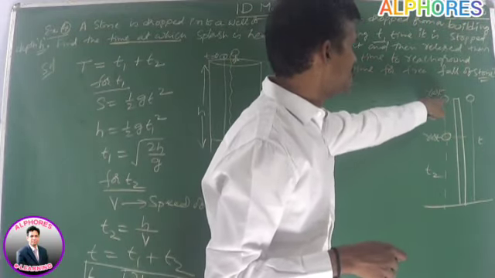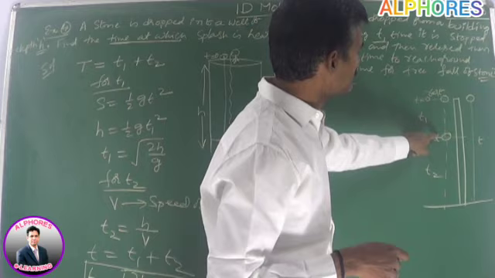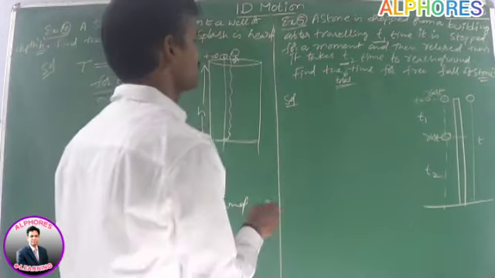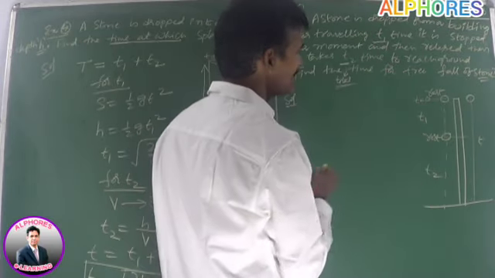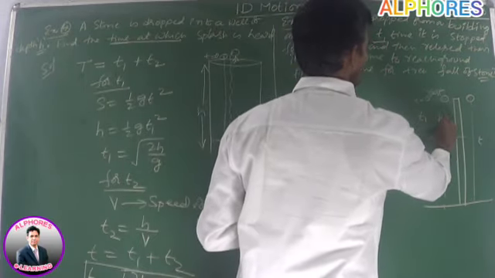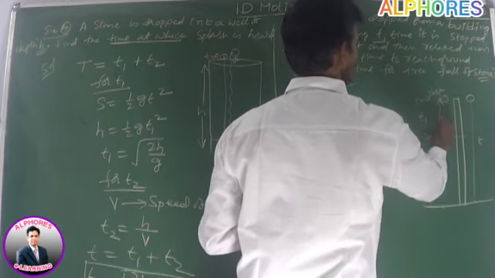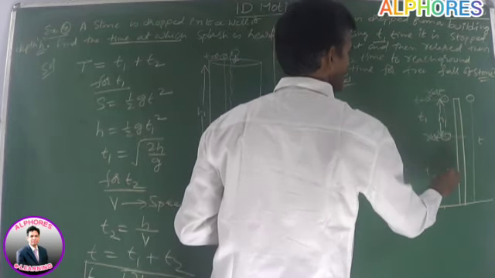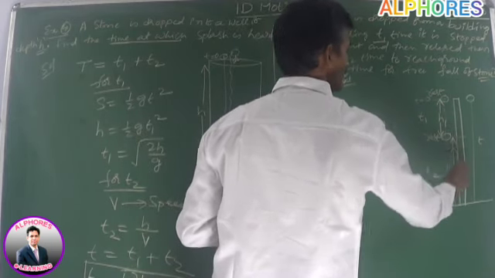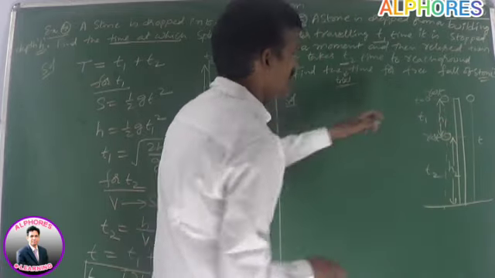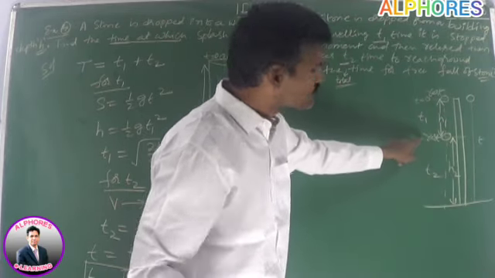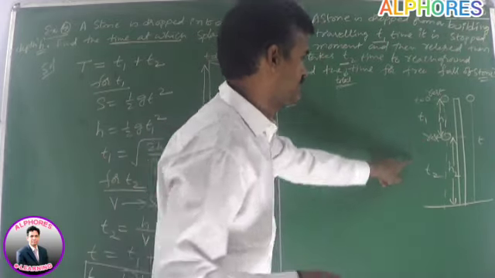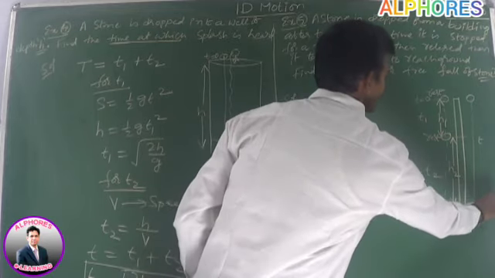So the stone is dropped from here. It travels for t1 seconds and then it stops for a moment. So first, how to calculate this time? Suppose this is some h1 and this is some h2. We clearly know that it is a freely falling body up to here, and the stone is stopped for a moment. From the next moment, it is again a freely falling body. So we have two freely falling body cases.